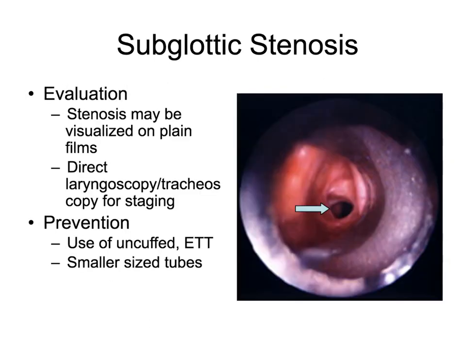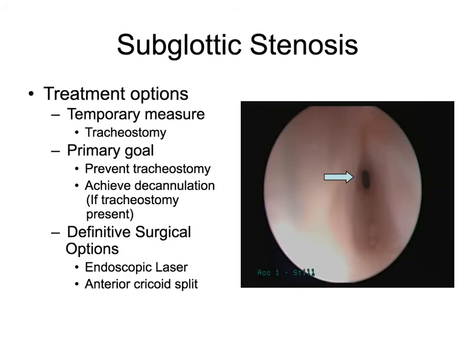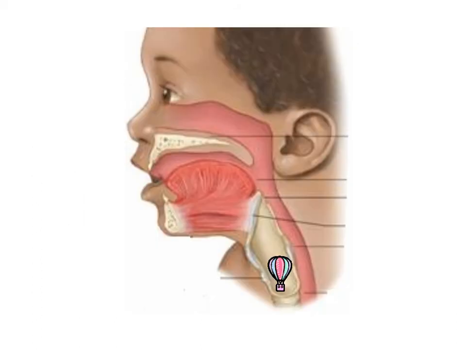Evaluation includes visualizing stenosis on plain films or a direct laryngoscopy or a tracheoscopy. Prevention includes using uncuffed or smaller size endotracheal tubes. Treatment options include endoscopic laser and anterior cricoid split to prevent the need for a tracheostomy. Our next stop will be the tracheobronchial tree.